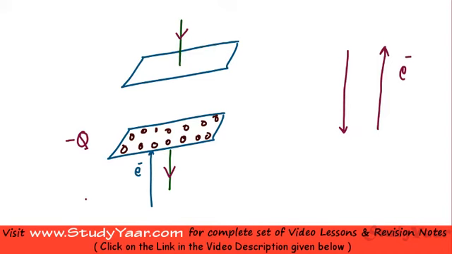Now since this lower plate is negatively charged, this causes an electric field to develop. Electric field is from positive to negative direction. This is your negatively charged plate, therefore your electric field is going to be like this. So in the region between the two metallic plates you now have an electric field.